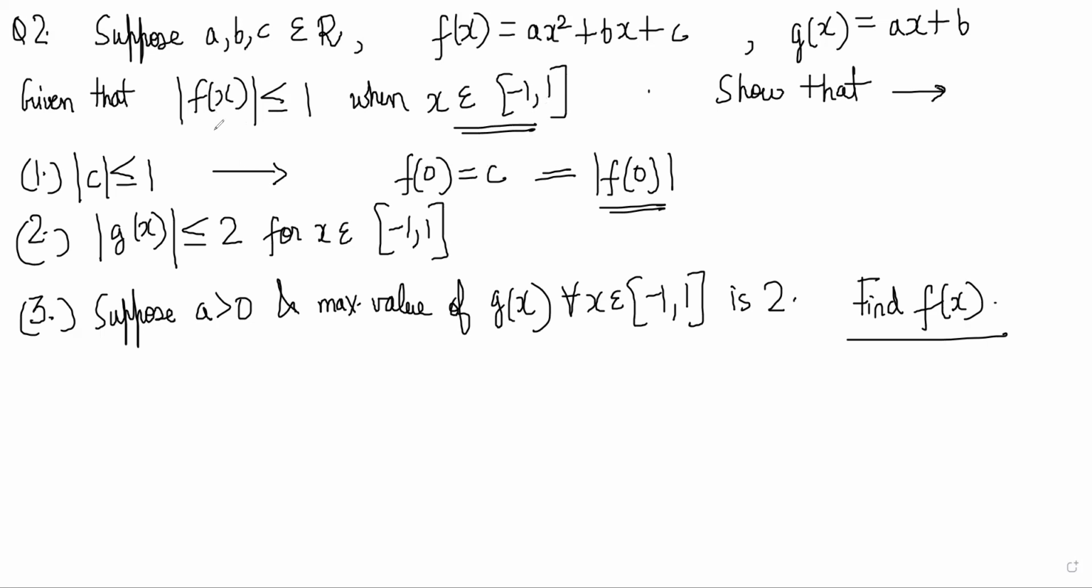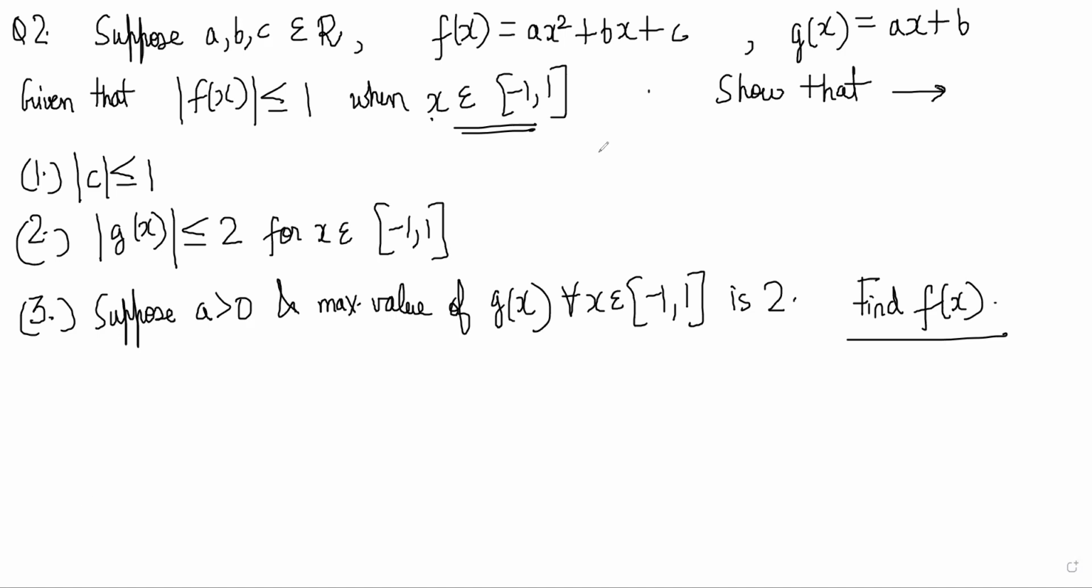So x is lying in this range. Therefore, by the condition that is given, mod of f of 0 is less than or equal to 1, right? I hope you are understanding. It is very simple because x is 0 here, and when x is between -1 and 1, mod of f x is less than or equal to 1. So since we have mod f of 0 less than or equal to 1, it follows directly from that condition. So the first part is done. There is no issue with the first part. Then let's look at the second part.